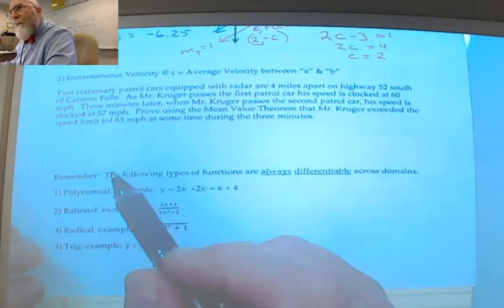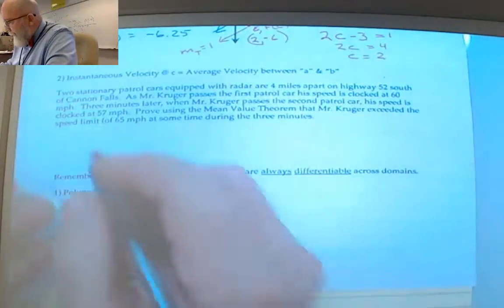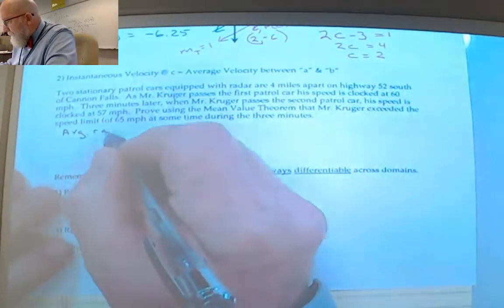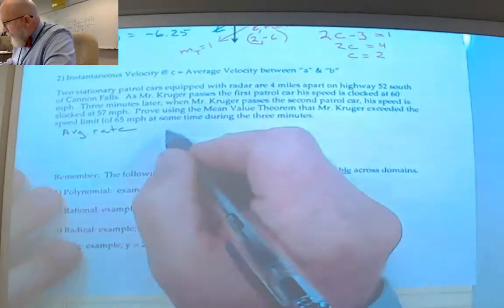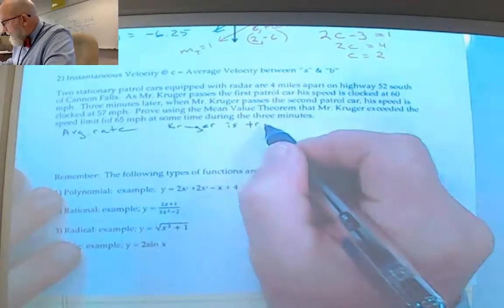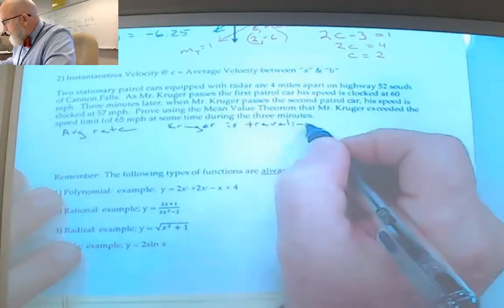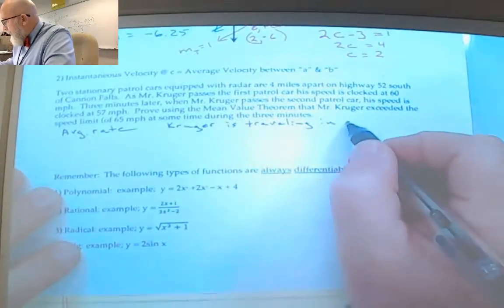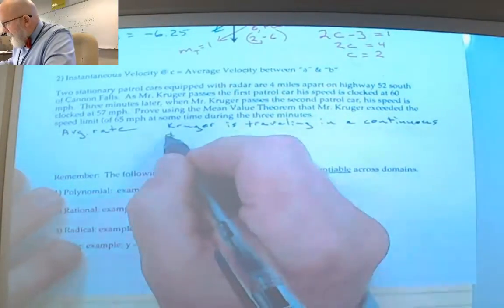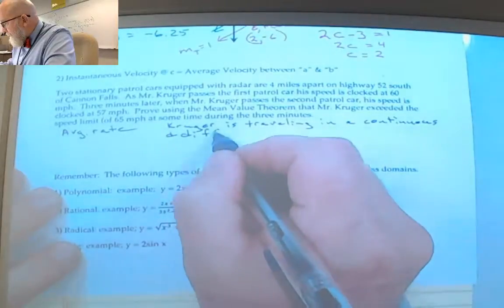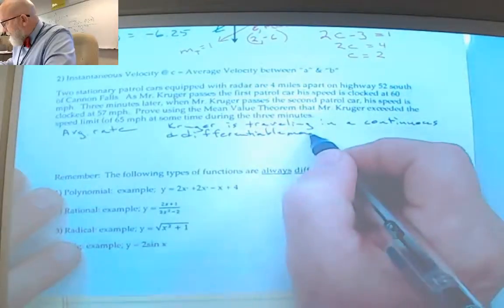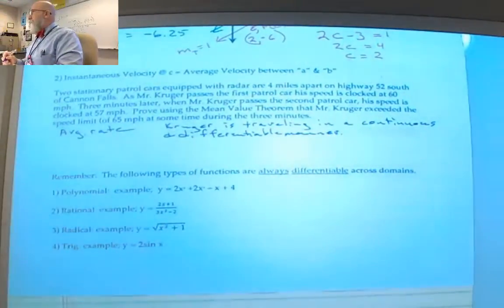So, we're going to use the mean value theorem. The first thing I need to know is average rate. Well, first of all, Kruger is traveling in a continuous and differentiable manner. It can only work if it's continuous and differentiable. The only time it can work.